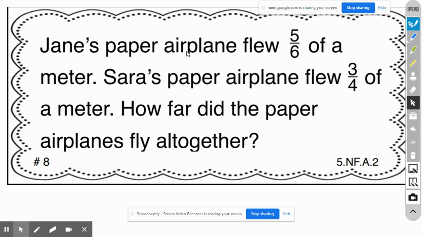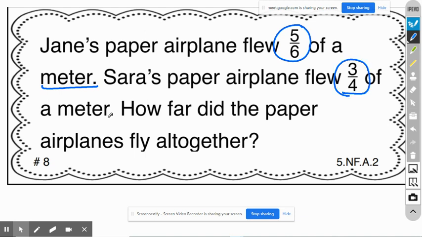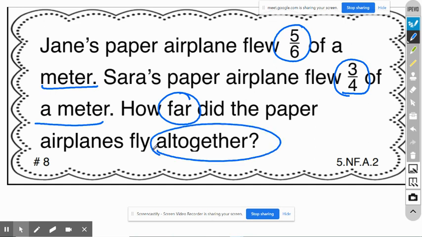Let me read. Jane's paper airplane flew 5/6 of a meter, and Sarah's paper airplane flew 3/4 of a meter. How far did the paper airplanes fly all together? So if her plane flew a little distance, and her plane flew a little distance, how much did they fly all together? Let's see, Jonathan. I do see more hands. What operation is that? Adding, very good.